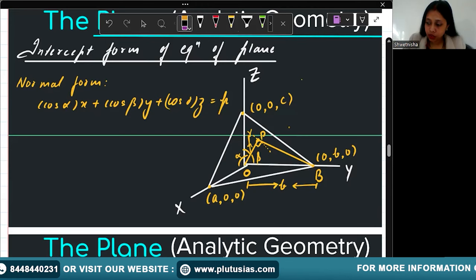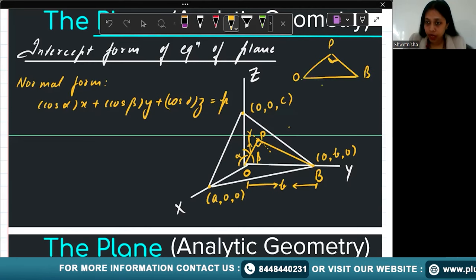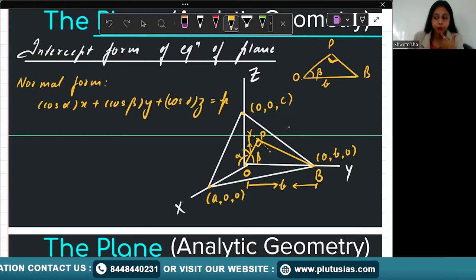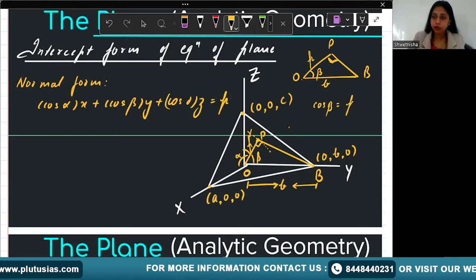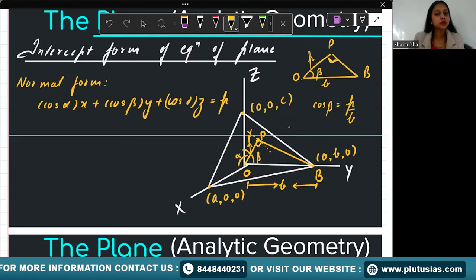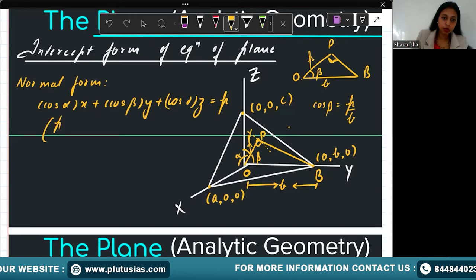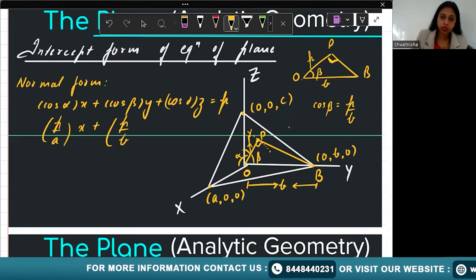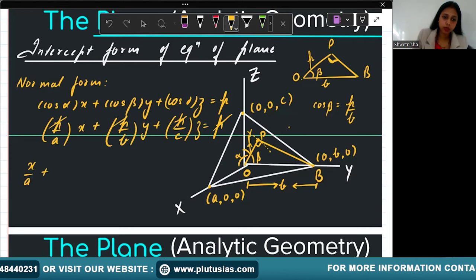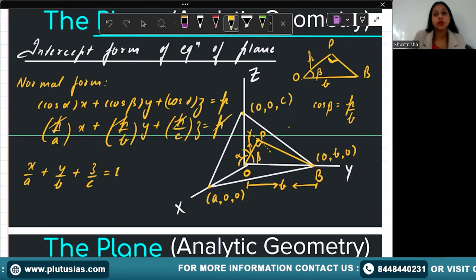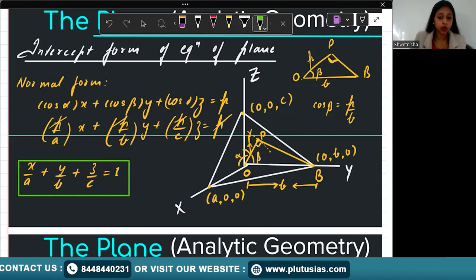Okay, so let me draw that triangle. It is something like this: we have O here, we have P here, we have 90 degrees here, this is B, and this is small b. And this angle is beta. And this is p. So what is cos beta? That is very obvious. Cos beta is p by b here, right, based upon the hypotenuse. So similarly, you'll have cos alpha and cos gamma also. That is p by a x, p by b y, plus p by c z equals p. This p cancels and you'll get x by a plus y by b plus z by c equals 1. I hope that this also reminds you about the intercept form of the equation of a straight line, which is like that, x by a plus y by b equals 1.